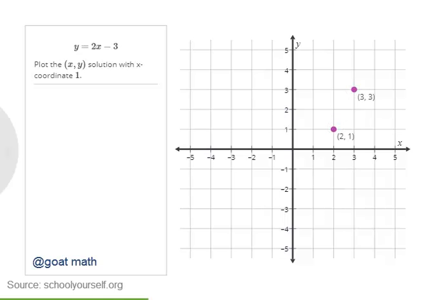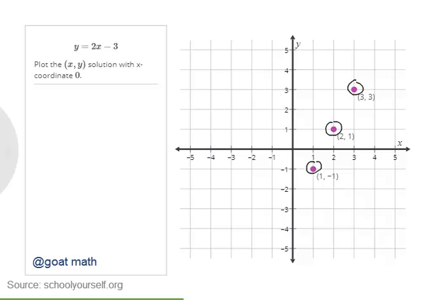Next, try plotting the point whose x-coordinate is 1. So first, you'll want to use the equation to figure out what y equals when x equals 1, and then you should plot the point. Great! So now we have 3 points for the equation with x-coordinates of 1, 2, and 3.